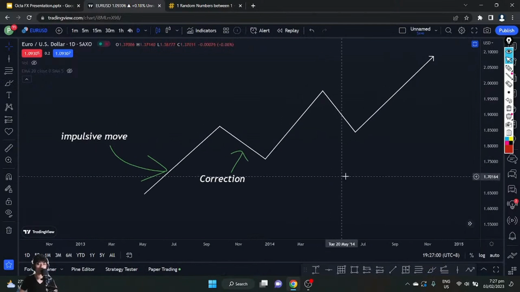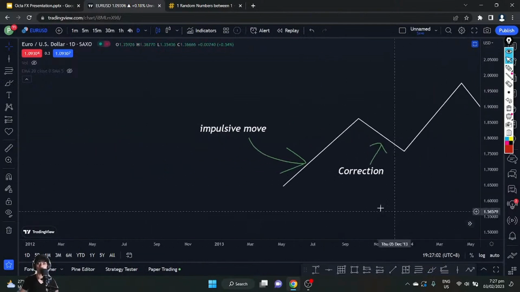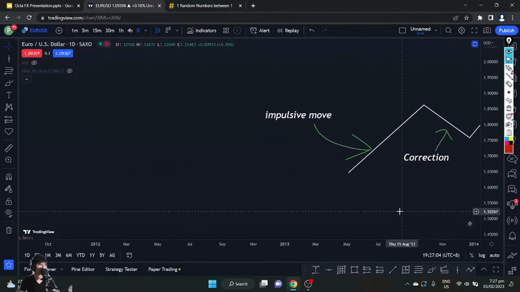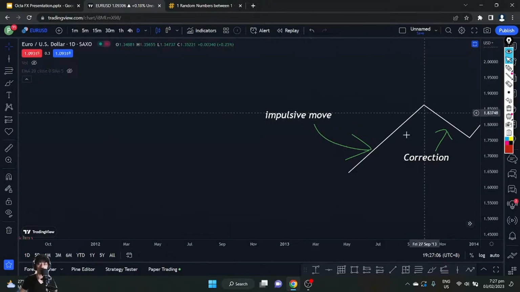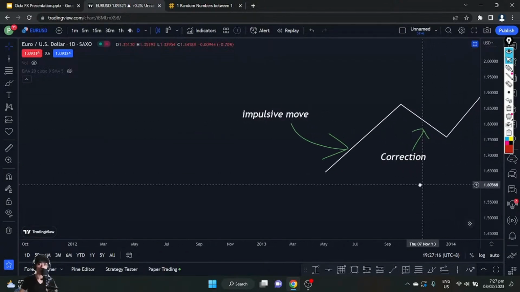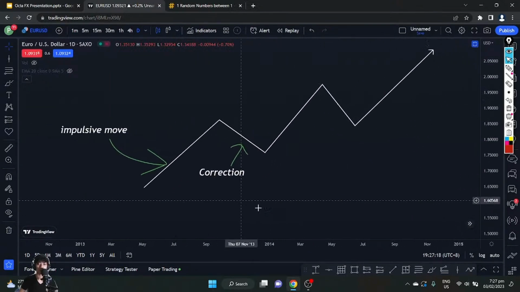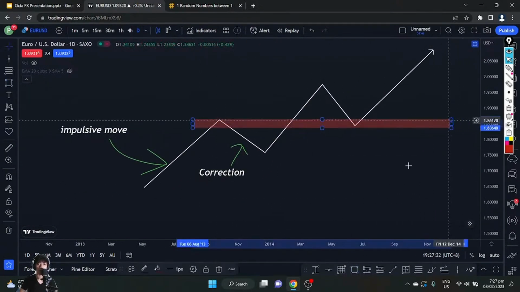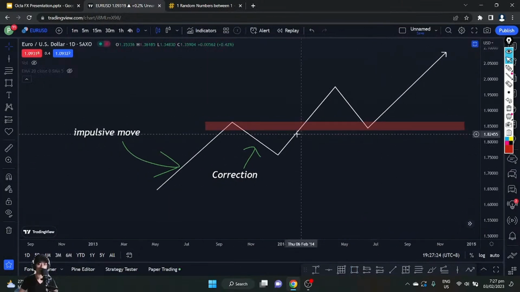So this is our first impulsive move. Assuming that we are just right here now, this is our first impulsive move. Then the price made a sideways move, a pullback, and this is what we call a correction move. We can also call it a pullback. And then once the price breaks this level, this move right here is what we call our next impulsive move.